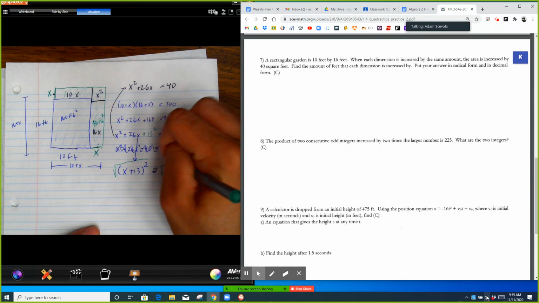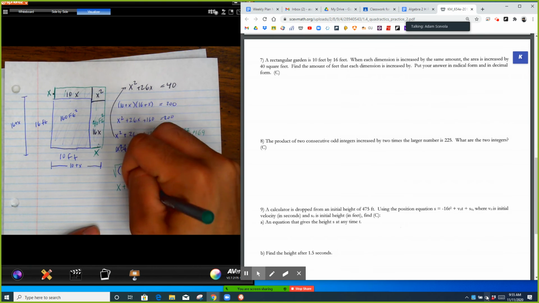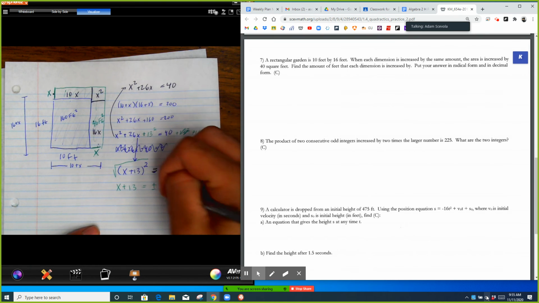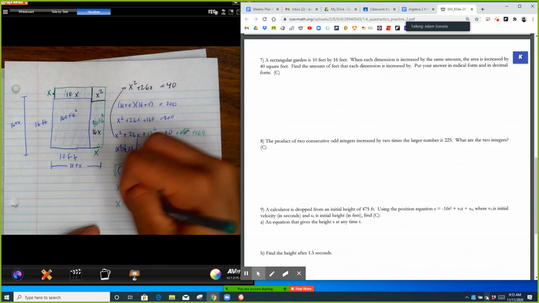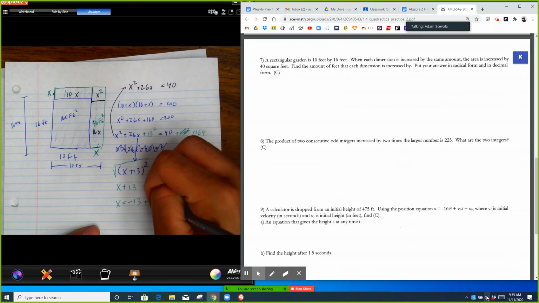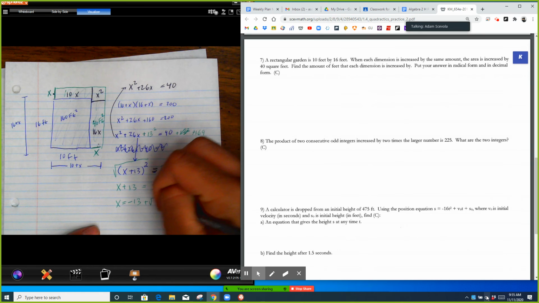So my TI Inspire closed out. That's heartbreaking. All right, and that's your answer. Now we just want to get it as a decimal, but that would be our radical answer.